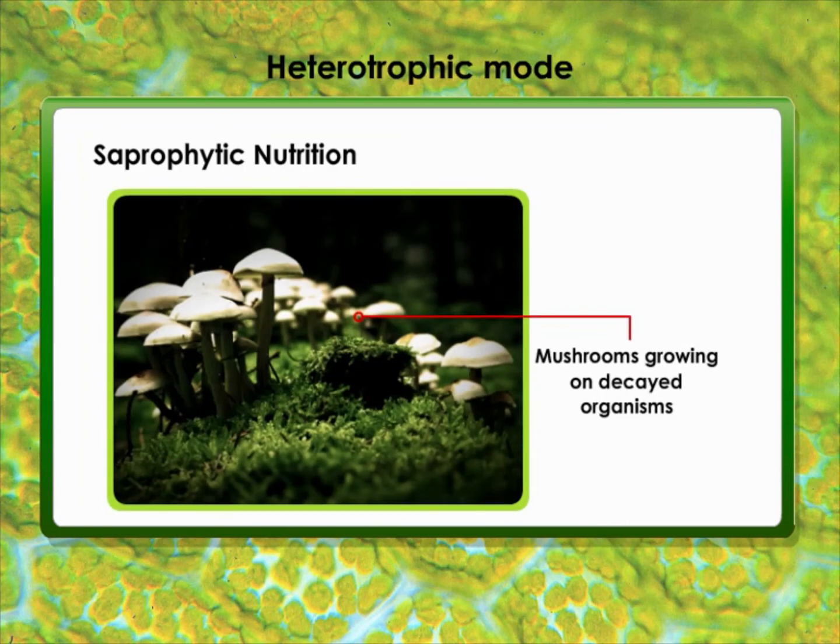A mushroom is the fleshy, spore-bearing, fruiting body of a fungus, typically produced above ground on soil or on its food source.